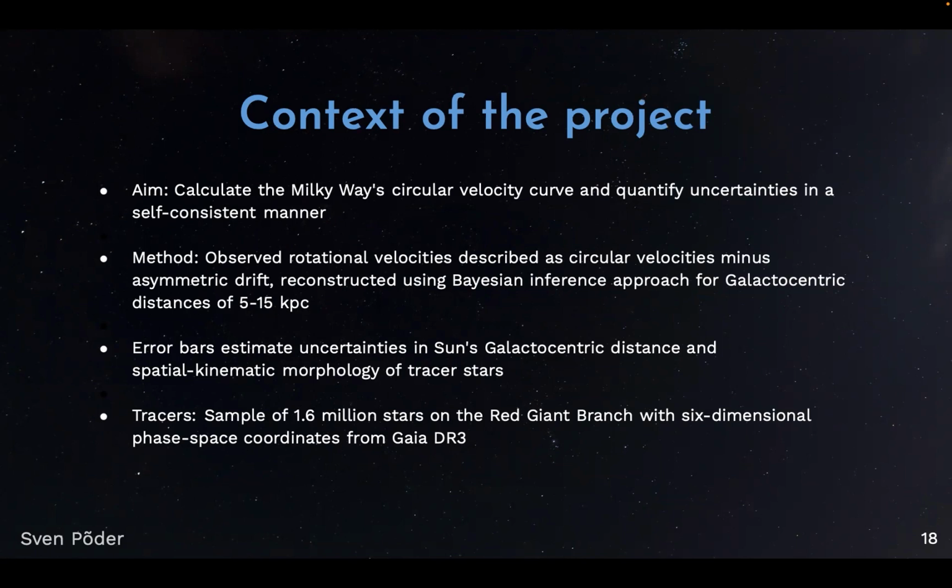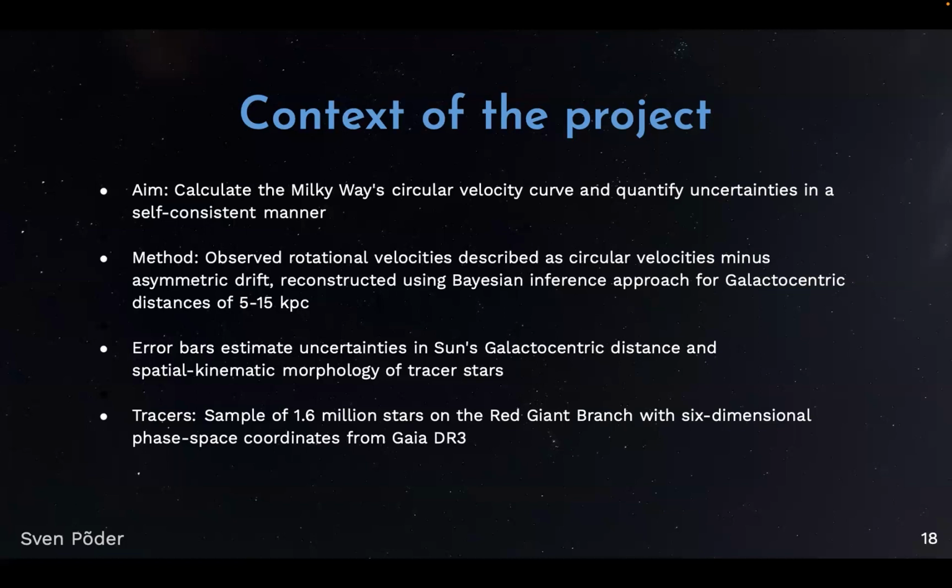So we wanted to calculate the circular velocity curve of the Milky Way, and then quantify uncertainties in a self-consistent manner. We would take the rotational velocities from Gaia DR3, and then reconstruct the circular velocity curve using Bayesian inference, using a Markov chain Monte Carlo algorithm to sample these circular velocities. And the error bars that we get out of the sampling estimate the uncertainties in the sun's galactocentric distance, for example, and the spatial kinematic morphology of the tracer stars.